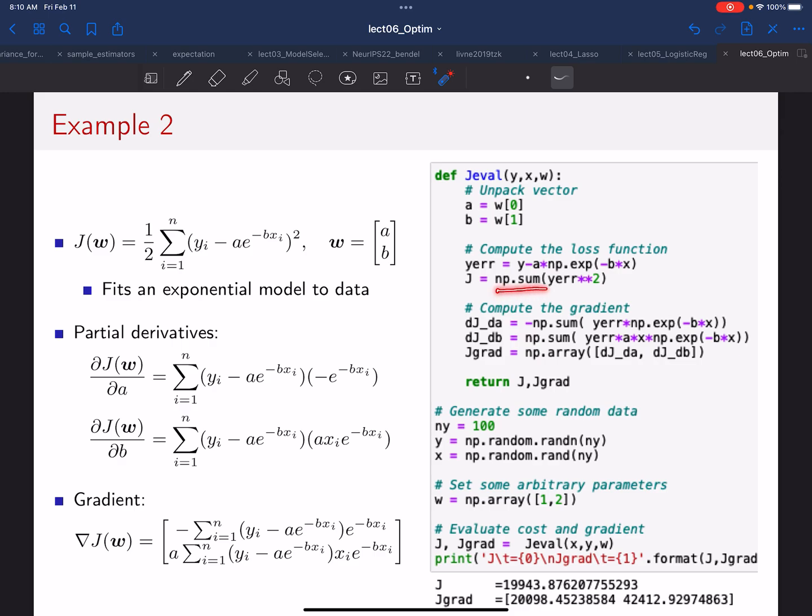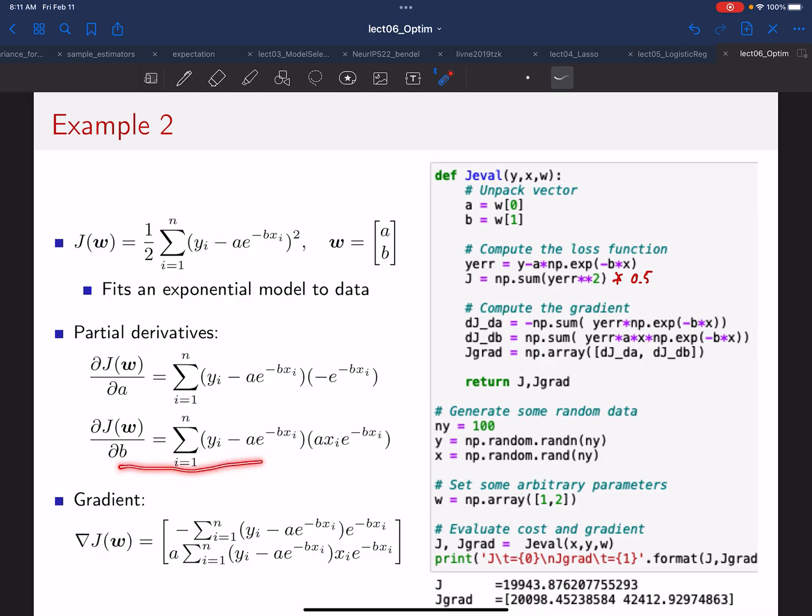Actually, it looks like this is missing a 1/2. There should be a 1/2 there. So times 0.5. Okay, and then for this gradient with respect to a, we can see we have y error, so we can do a pointwise multiply of that with this second term, and that's what's happening here, y error times numpy exponential of minus bx, and then that's going to give us a vector, and then we just want to sum the components of that vector, so we can do that with numpy sum.